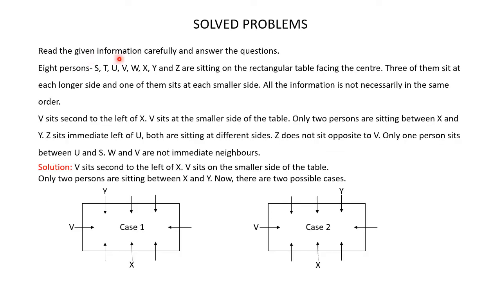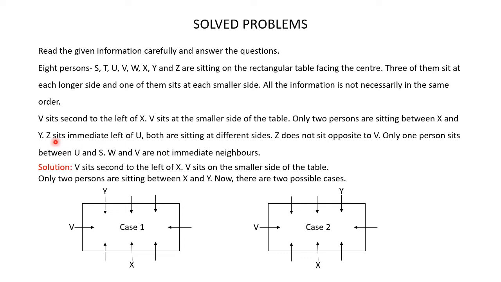Read the given information carefully and answer the questions. 8 persons S, T, U, V, W, X, Y and Z are sitting on the rectangular table facing the center. 3 of them sit at each longer side and 1 of them sits at each smaller side. All the information is not necessarily in the same order. V sits second to the left of X. V sits at the smaller side of the table. Only 2 persons are sitting between X and Y.